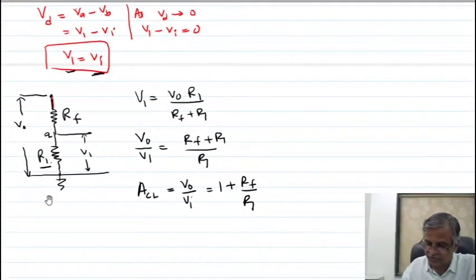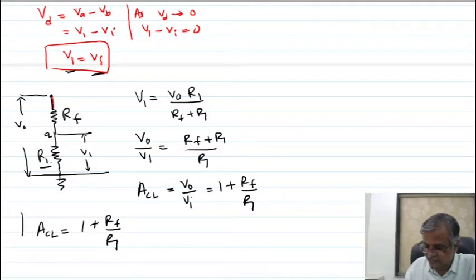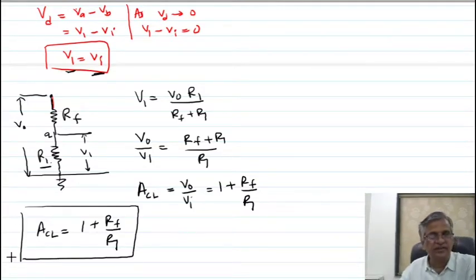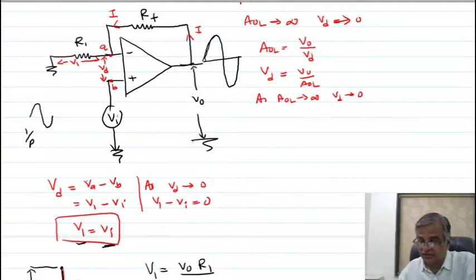So the equation of the closed loop gain for a non-inverting amplifier is given by 1 plus Rf by R1. See, by selecting the proper value of Rf and R1, we can adjust the gain of this circuit to 1, unity gain. And this circuit provides a very high input impedance and very low output impedance.